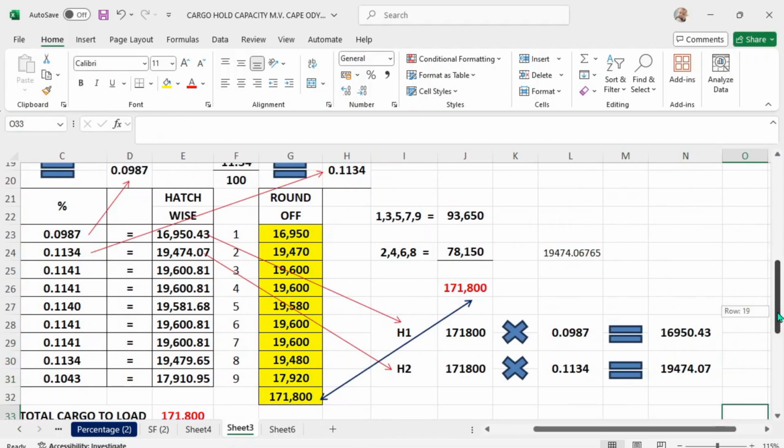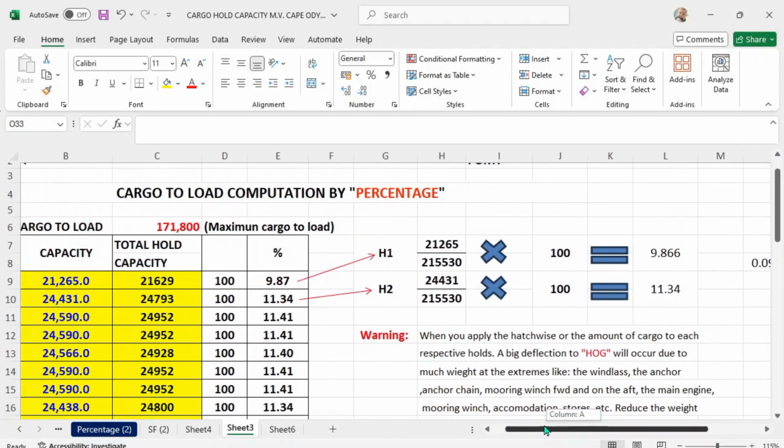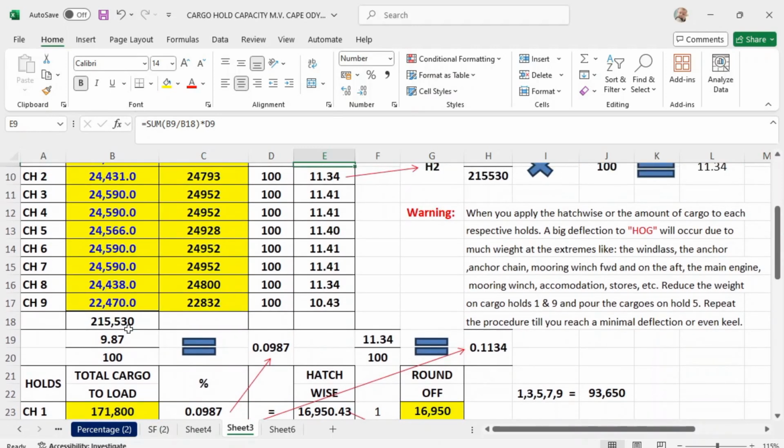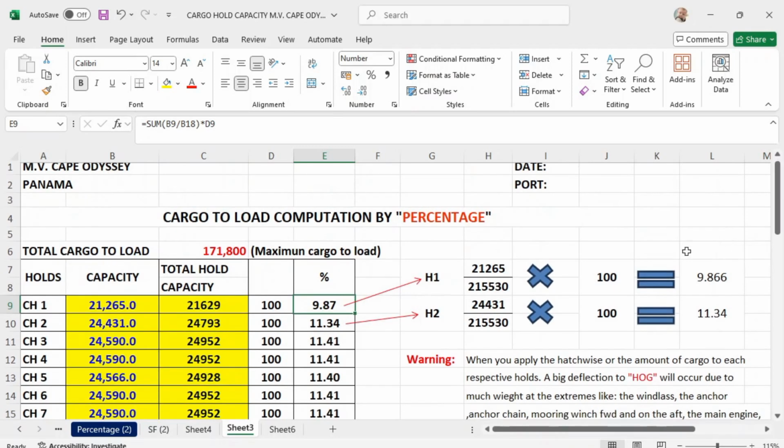And to give you the formula on how to get the percentage, you have a formula here. So in number 1 you have here B9, which is your cargo hold capacity, divided by your B18, the total cargo hold capacity, 2155090, which is this one, guys. So divide this one by your total hold capacity, multiply by 100, and you will have 9.866, which is 87. Okay, just follow this formula.